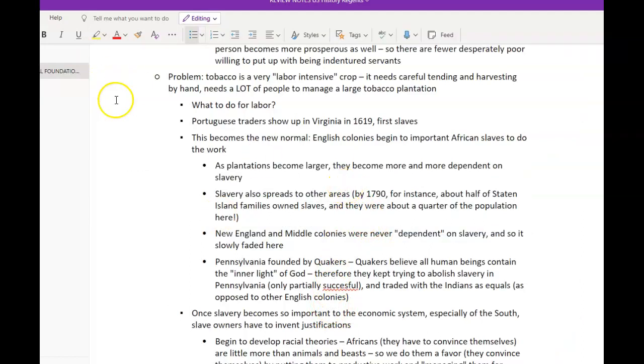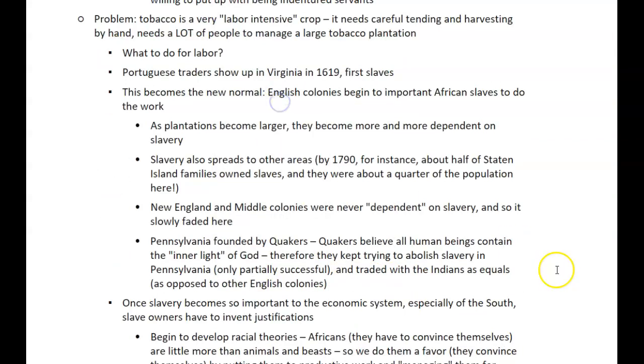Plantations become larger. They become more and more dependent on slavery. So the bigger you are, the more workers you need, and you cannot get by without them. Slavery spreads to other areas, I pointed out, but by 1790, about half of Staten Island families, there were only a few thousand people living here, owned slaves, and slaves altogether were about a quarter of the population on Staten Island. They're not going to ask you about Staten Island on the exam, but I just use it as an example, a typical county, even up here in the north.